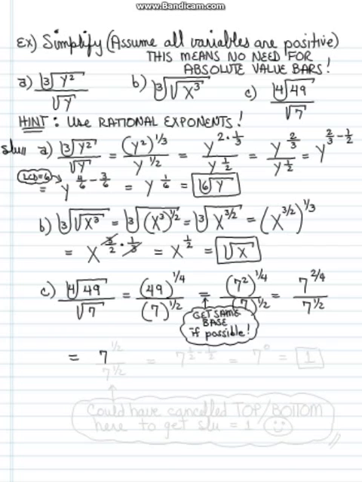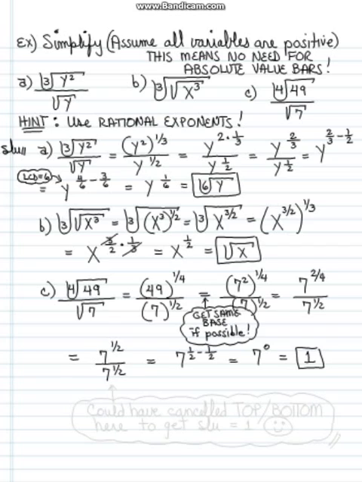That simplifies as 7 to the 1/2 over 7 to the 1/2, which is equal to single base 7 raised to the top exponent minus the bottom exponent. I'm able to do that because I had the same base on the top and bottom. So 1/2 minus 1/2 is 0. 7 to the 0 power. Well, 7 to the 0 power is equal to 1.